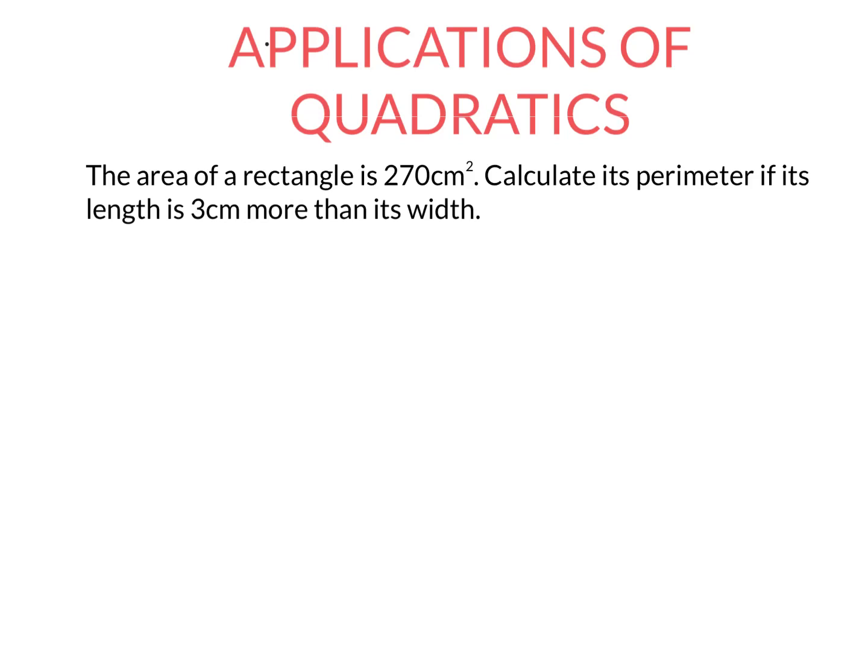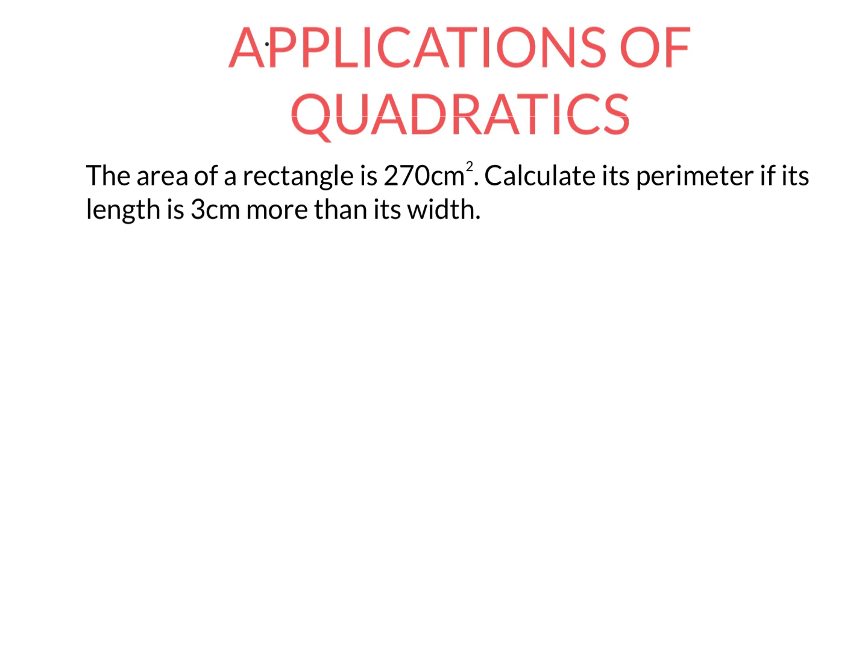Thank you so much for tuning into this video in which we will look at applications of quadratics. Basically, we're solving worded problems using what we know about quadratics and parabolas. So we're going to start with an easier question, then do a harder question. The area of a rectangle is 270 centimeters squared. Calculate its perimeter if its length is 3 centimeters more than its width.